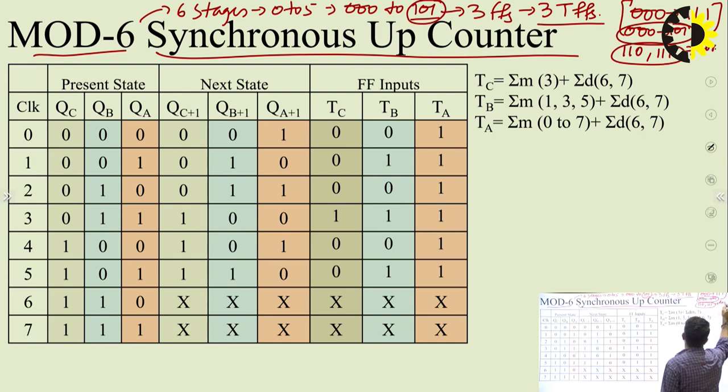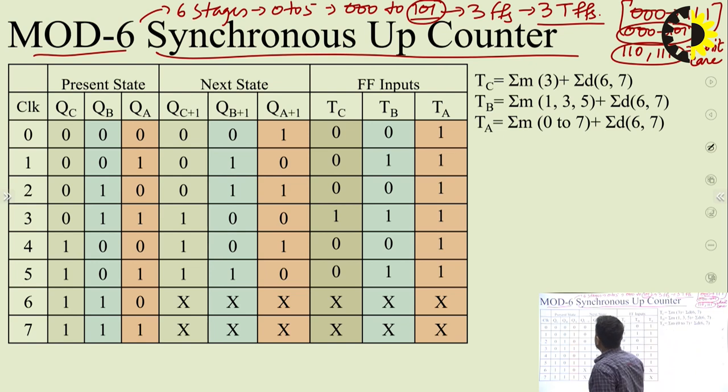So that's why I will use these 6 and 7 as don't care terms. Okay. So that's the only change. You have to identify whether there are any don't care terms or not. In mode 8 counter, mode 8 up counter or mode 8 down counter, there were no don't care terms. But in case of mode 6 counter, because mode is not equal to 2 raised to power n, in that case, there will be don't care terms. So we have identified that 6 and 7 will be my don't care.